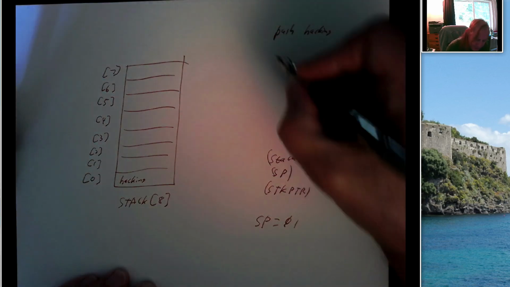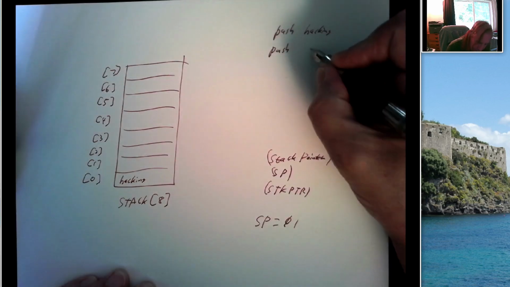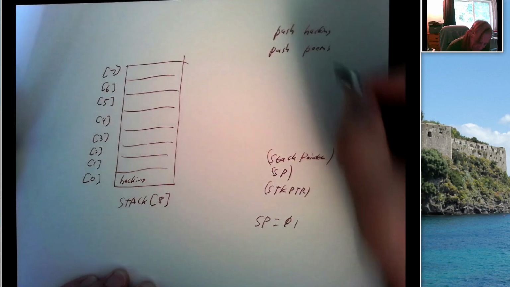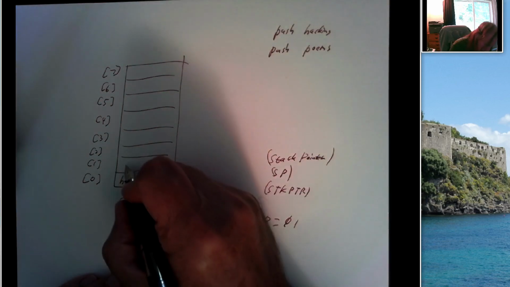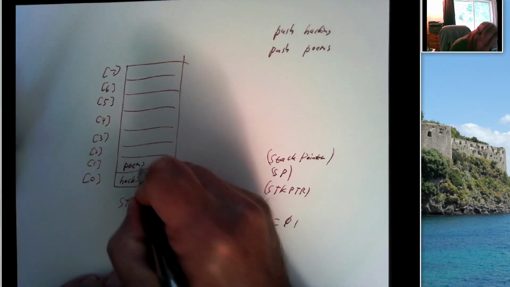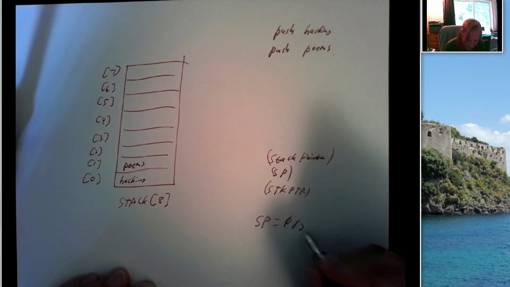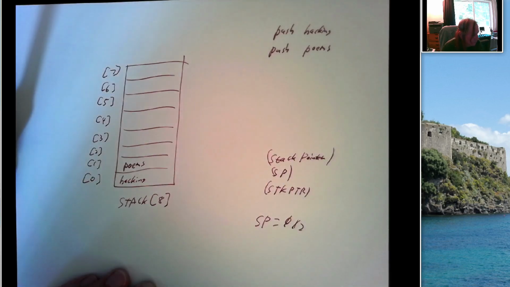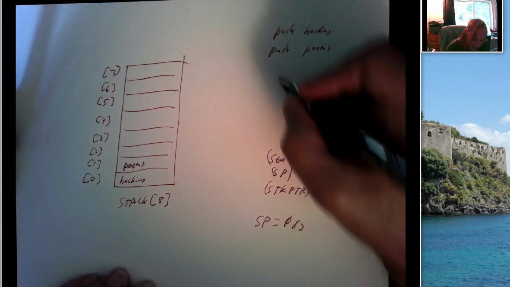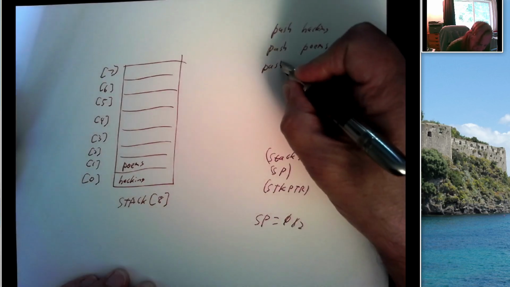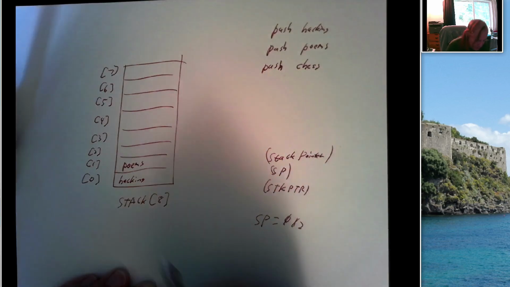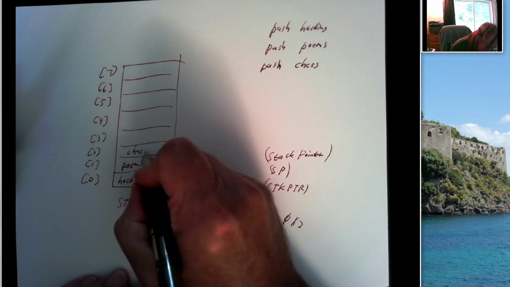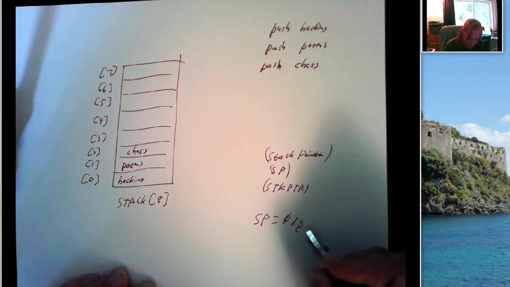And now if I want to push a book of poems, where do I store that? Well, I look at SP. SP is equal to 1. I store my poems right here. And then I increment my stack pointer. Now I want to push a book of chess moves. Well, I look at my stack pointer, it's equal to 2. I store my chess book right here at location 2, and I increment the stack pointer.